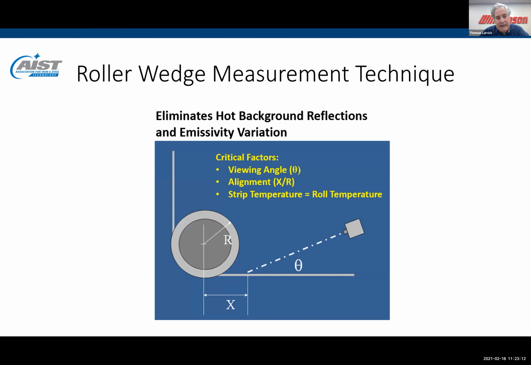For the roller wedge measurement technique, the pyrometer is aimed at the strip at a very shallow angle, so that instead of seeing a reflected image of the furnace background, it views a reflected image of the roll. And then off the roll, it views another reflected image of the strip, and then off the strip, another reflected image of the roll. So through these multiple reflections, every time it views a second surface, the effective emissivity is increased. So by having the pyrometer installed in this way and allowing it to view multiple images of the strip and of the roll, what you're doing is you're creating a near black body condition where your emissivity approaches 1.